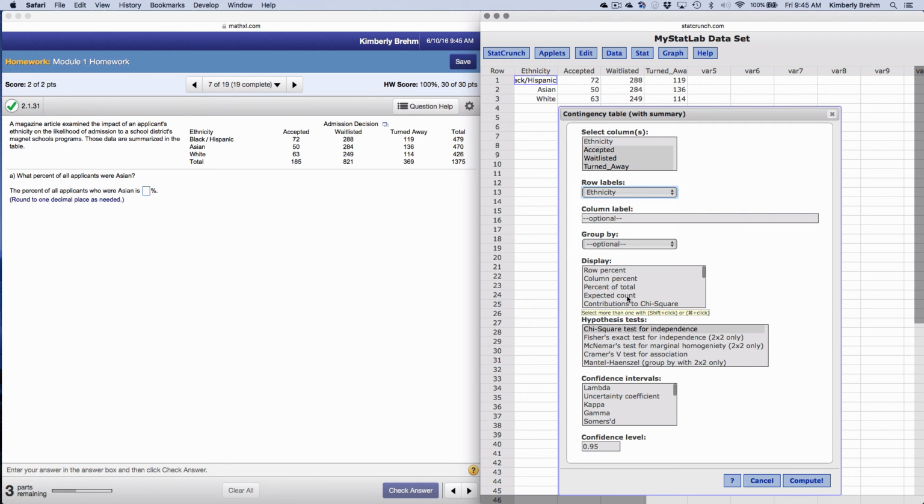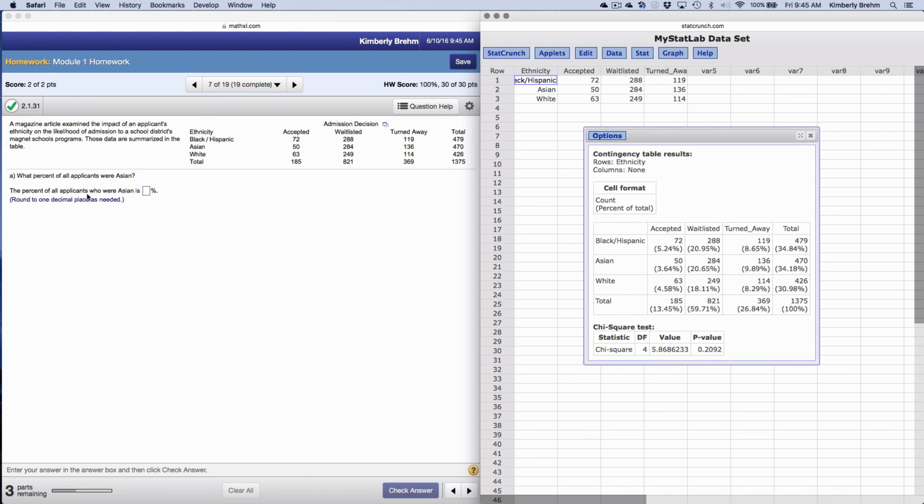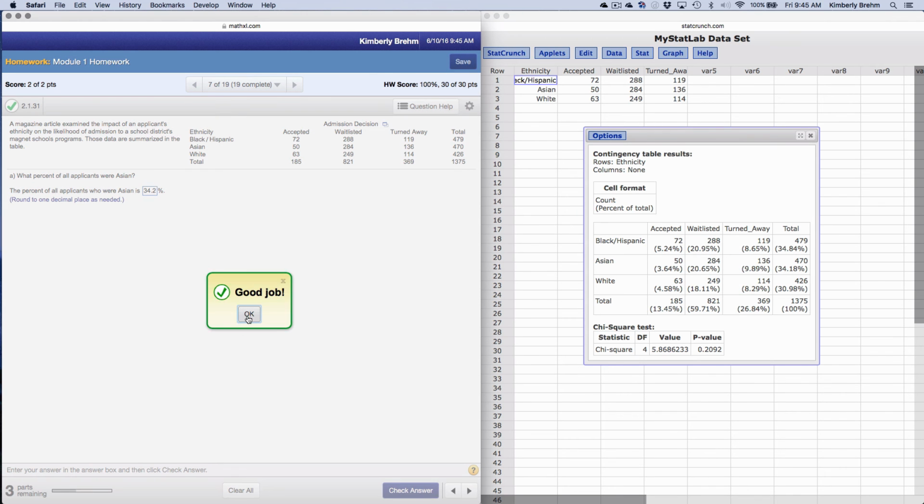And then down here, this is what's going to help us. We don't have to worry about anything below that, the confidence interval, the hypothesis test. Because I want percent of the whole, I'm just going to do percent of total and compute. So if I have percent of total and I'm looking for percent of all applicants who are Asian, that's going to be 34.18, and I'm going to write that as 34.2 and check my answer.